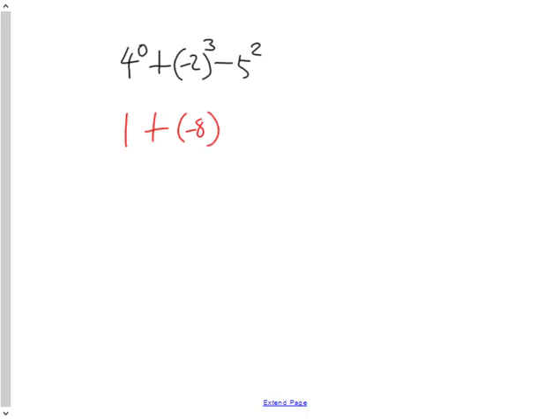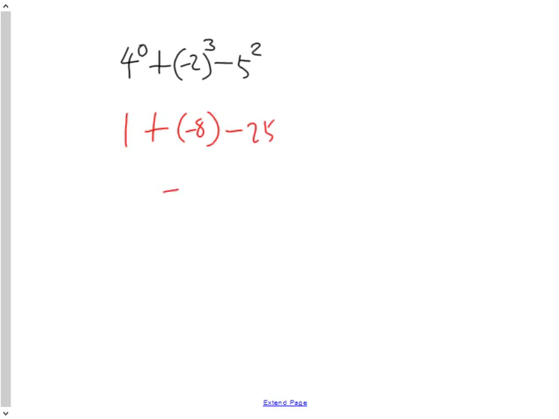Take away 5 squared means take away 25. Some people thought this might be the same thing as this, or the same thing as this, but it's not. It's take away 5 squared. It's not a negative at all. It's just a take away 5 squared.